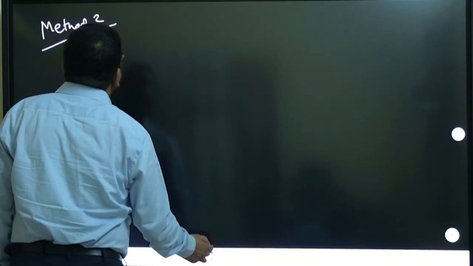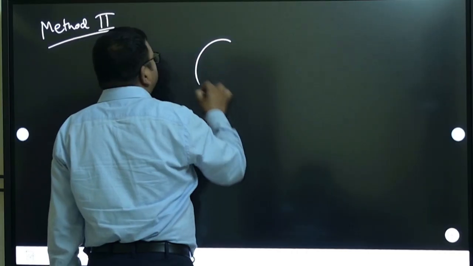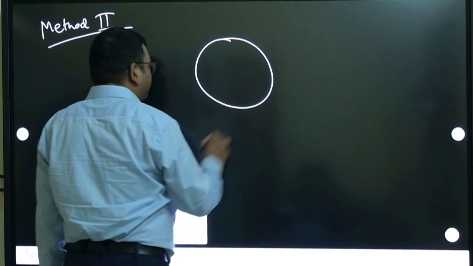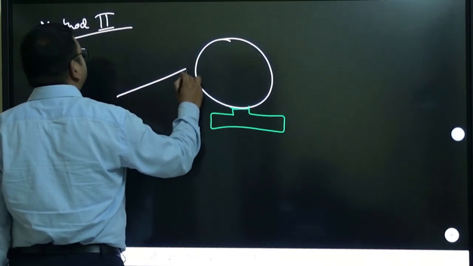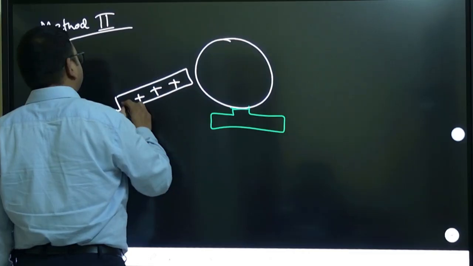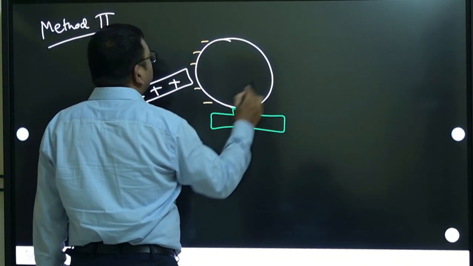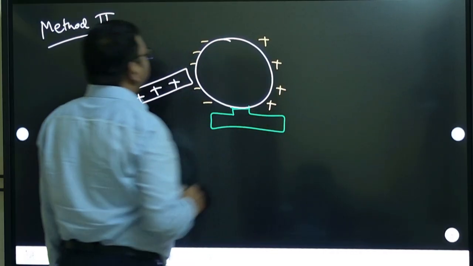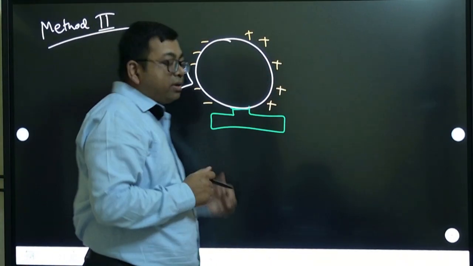Second method. What happens in this? This metal sphere is again kept on an insulating stand, and this rod was brought closer. Now because of this, induction happens, so here negative charges are induced and this side positive charges are induced. Now what happens here is that there is only one sphere.